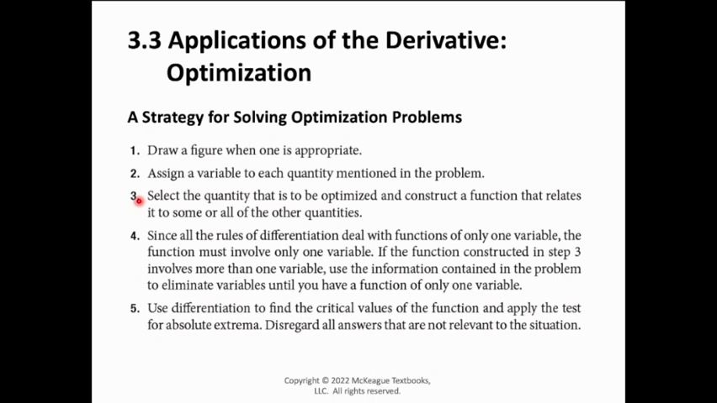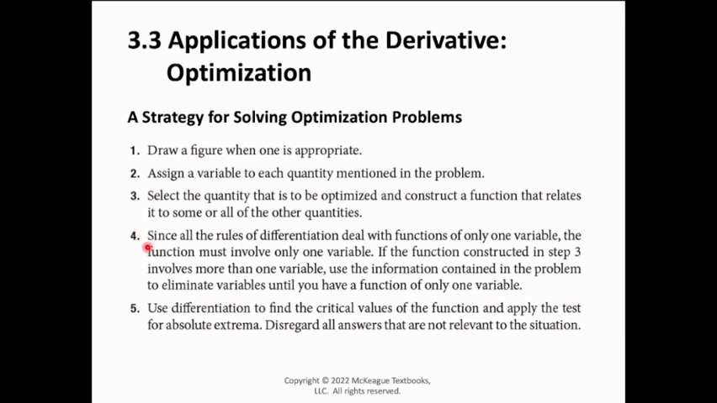But you want to really pay attention to the question, what is it that you're trying to optimize? Meaning, what are you trying to find the minimum or maximum of? And then from there, try to set up an equation that involves that quantity with whatever you have in the question that's given to you.